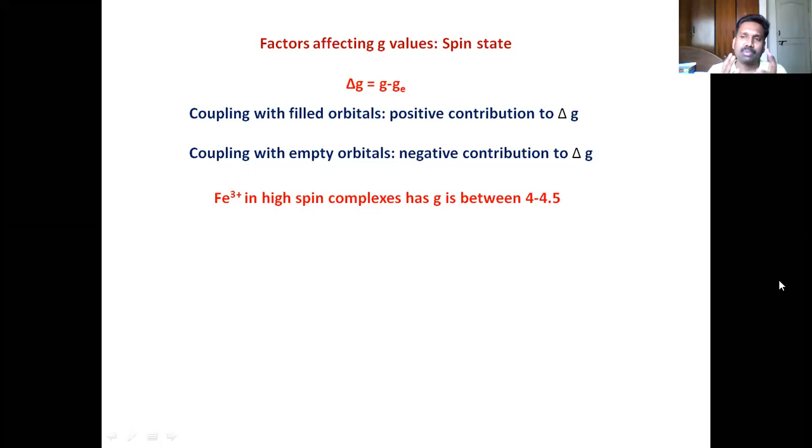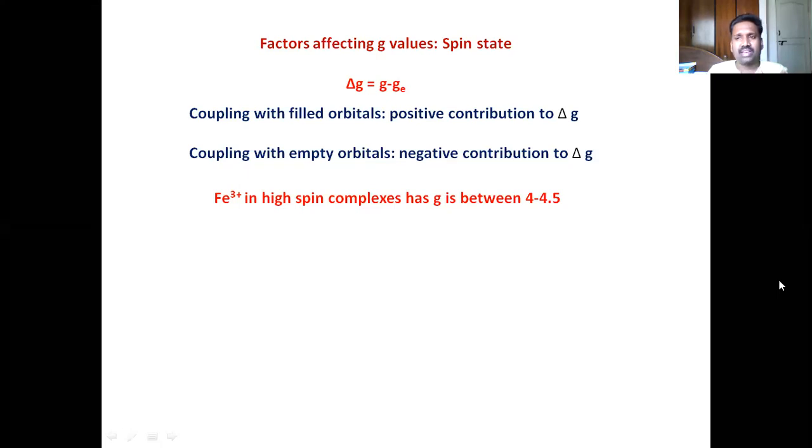And when we are looking into spin states, it's the orbitals which are filled or empty that tell whether G is more or less. For example, take Fe3+ complex, high spin complexes. It has G in between 4 to 4.5. Very high G, right? What is the G of free electron? 2.0023. Even the free radicals, the G is almost the same. So look at this high spin complex Fe3+.